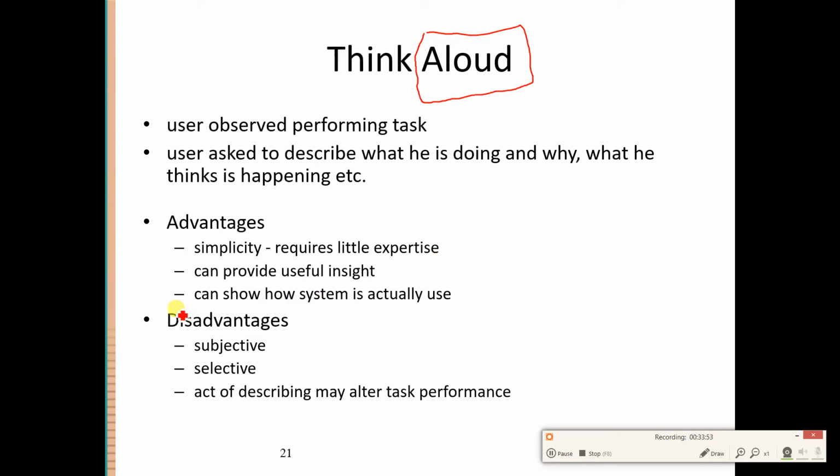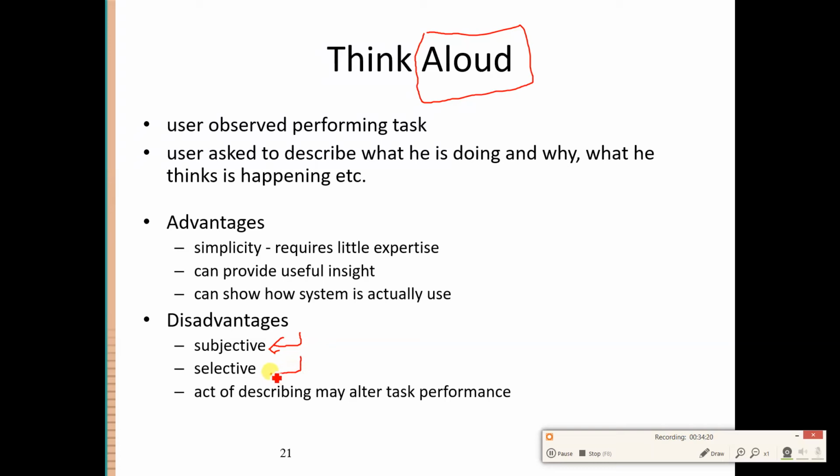But there can be some disadvantages in think aloud. For example, it can be subjective. Subjective means that some people are expert in using the system. If we choose them for think aloud, they may not find it difficult to use. But other users may not be so expert, and they cannot use the system with so much ease or comfort. And this can be selective.